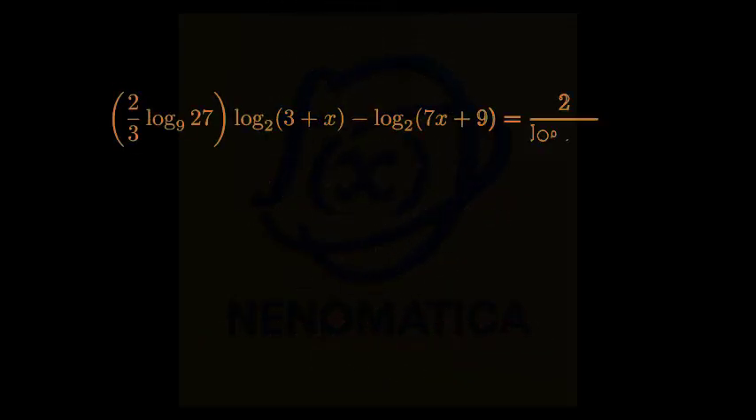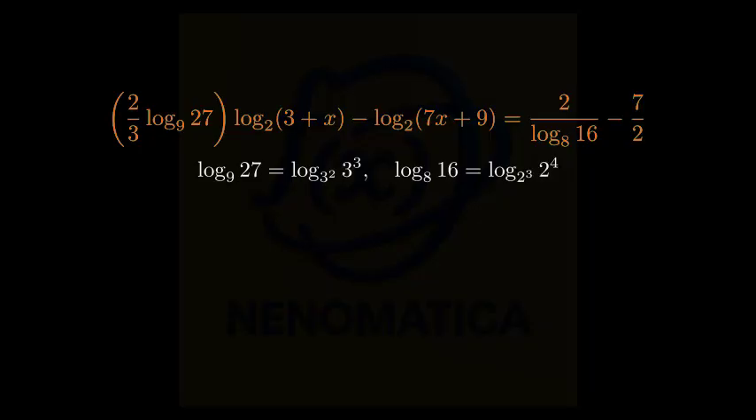Here is the given equation. We'll simplify constants on both sides first, then use log properties to isolate x. Rewrite each constant using prime bases. 9 equals 3 squared, and 27 equals 3 cubed. 8 equals 2 cubed, and 16 equals 2 to the 4th power.